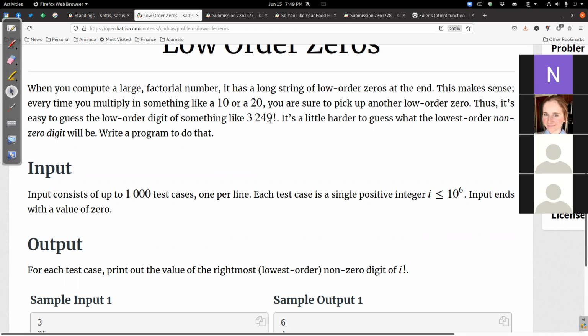The answer is 0, the last digit. However, it is a little harder to guess what the lowest order non-zero digit will be. Write a program to do that.